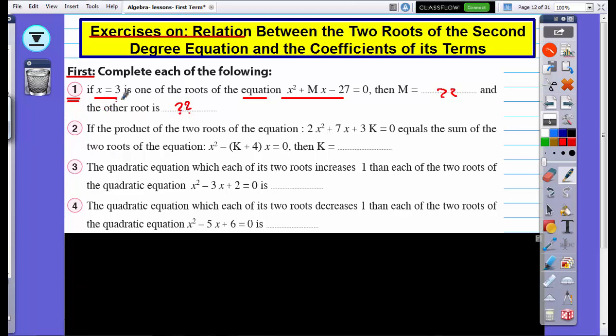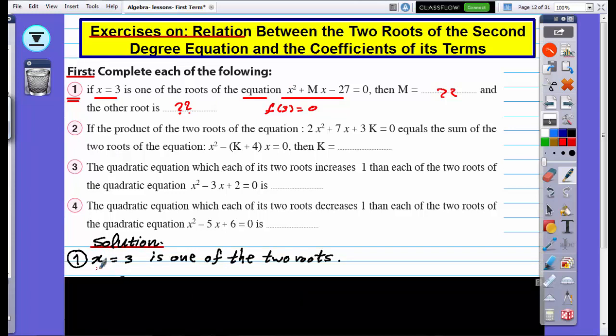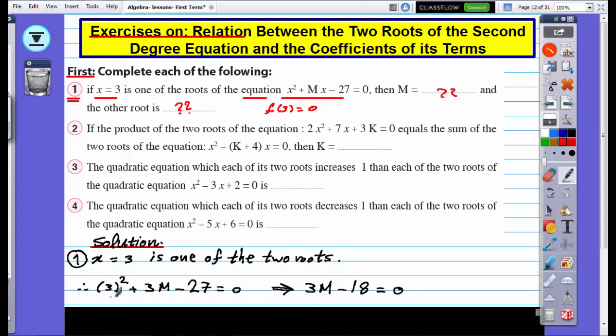Here we have x equals 3 is one of the roots, so f of 3 equals 0. We can substitute x equals 3 and the result equals 0 because 3 is one of the two roots of this second degree equation. Since x equals 3 is one of the two roots, 3 squared plus 3m minus 27 equals 0. The left hand side is f of 3 equals 0.